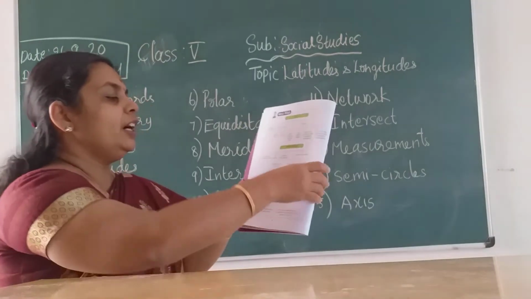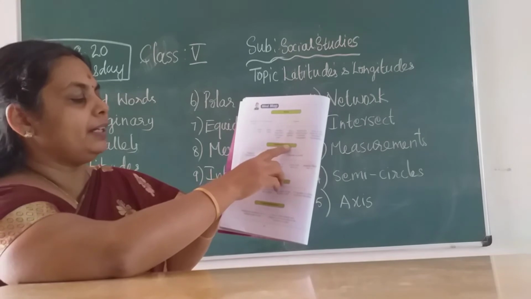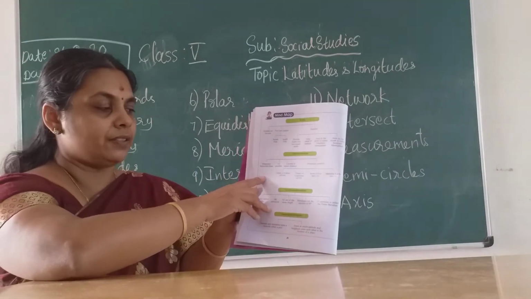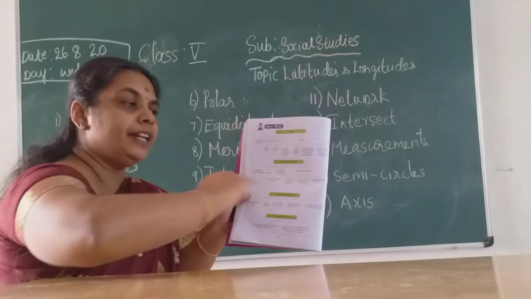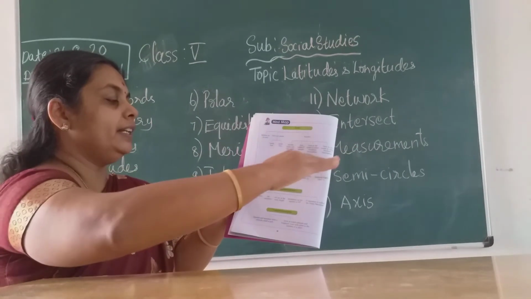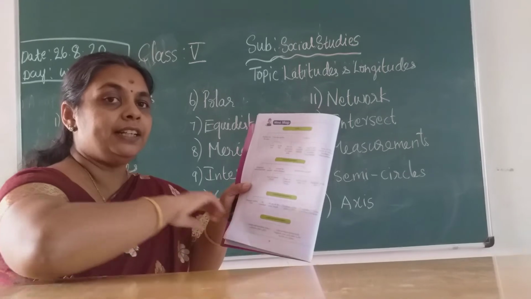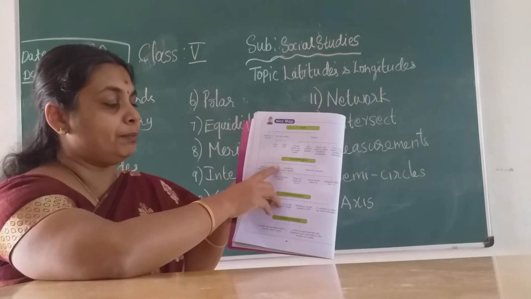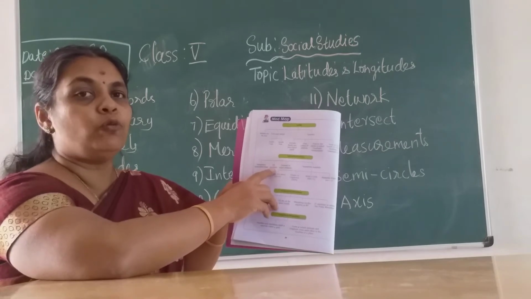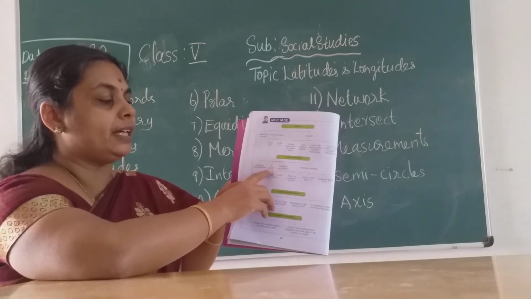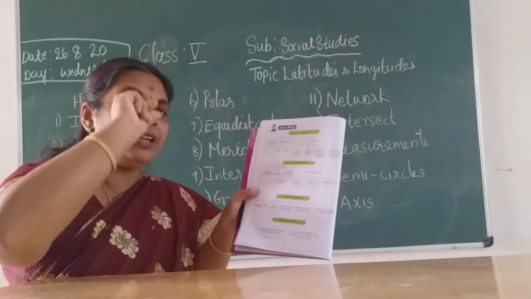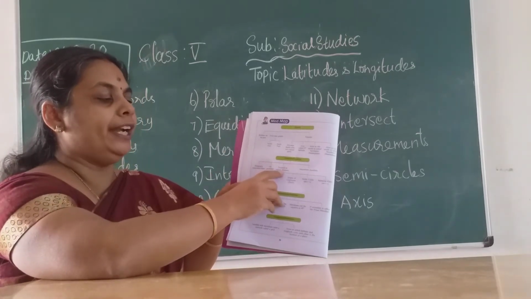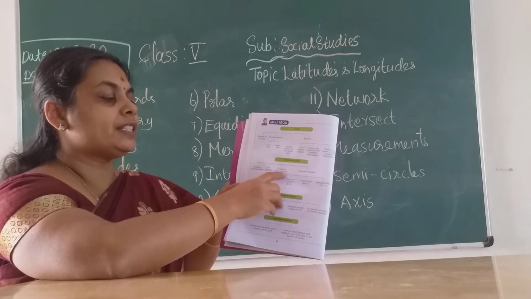Then children, coming to latitudes, they are parallels. They are imaginary horizontal lines. Like that there are 181 parallel lines. That point is given here. There are 181 parallel lines, and the distance between the two lines is equal, they are located at equal distance.